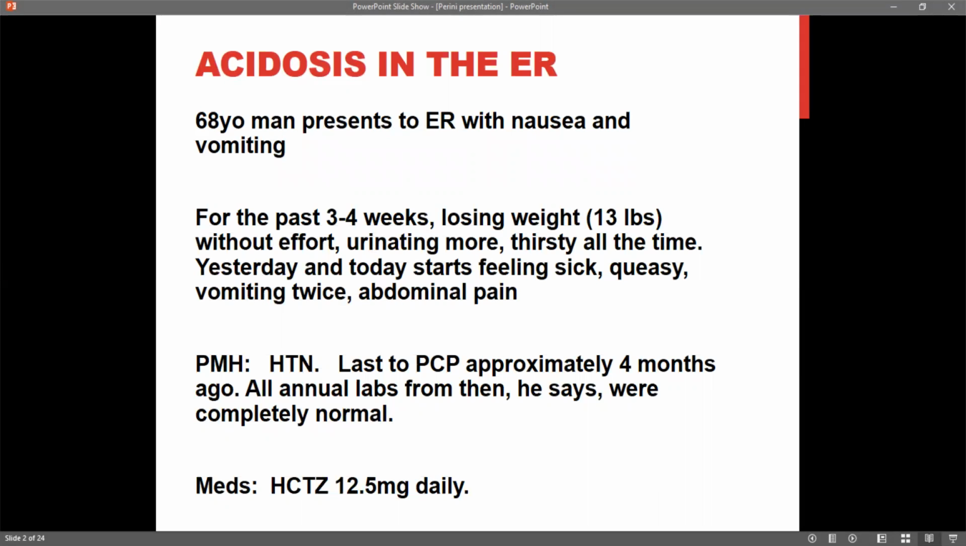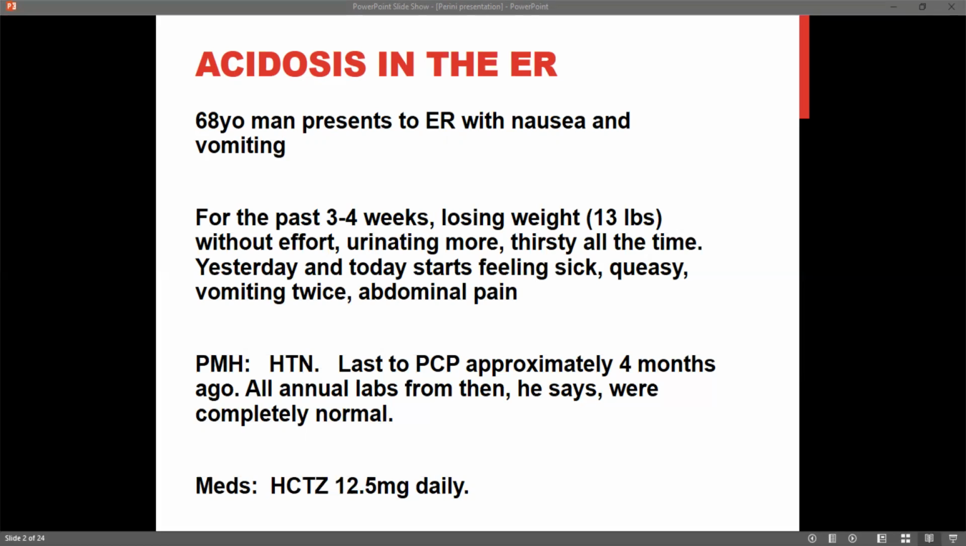So this is a case that I got a call about one night when I was on call. It's a 68-year-old man who came to the emergency room, had nausea and vomiting for the past 3 or 4 weeks, had been losing weight for no reason whatsoever, urinating more, thirsty all the time, and then in the past couple days feeling sick and queasy and started vomiting, some vague abdominal pain, and went to the emergency room.